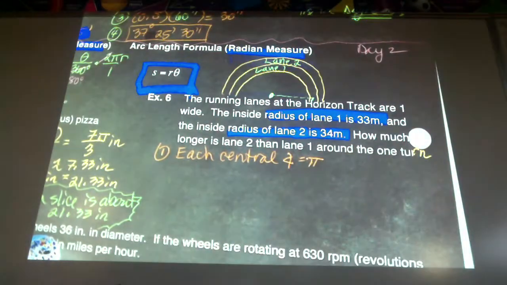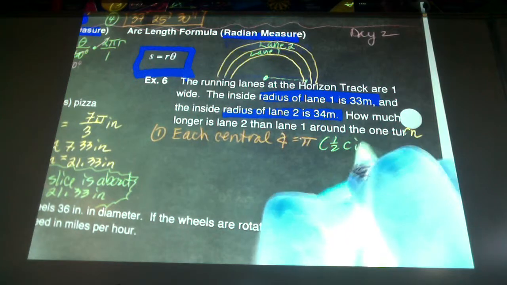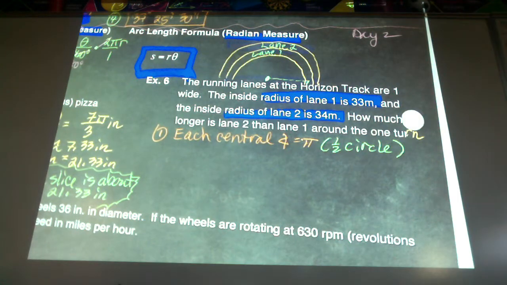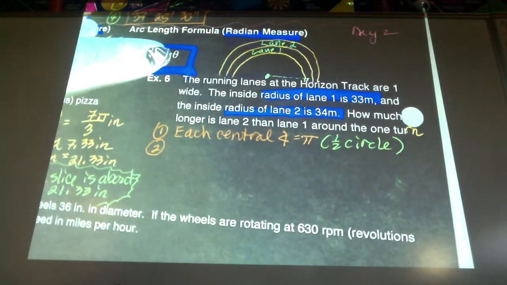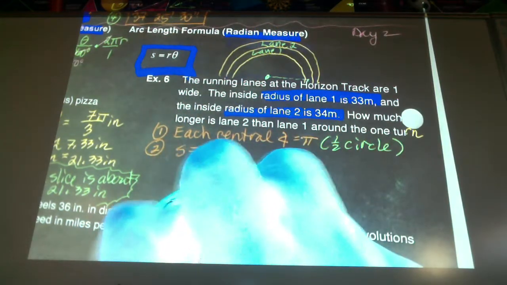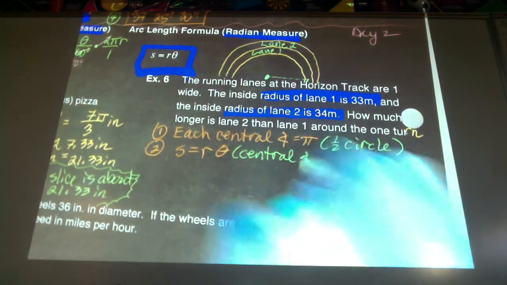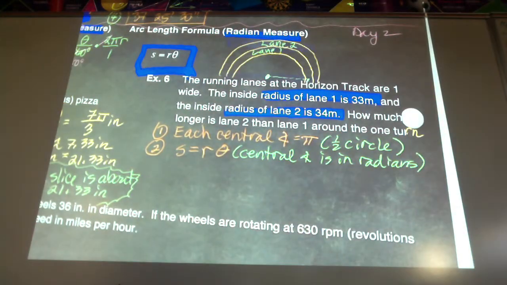It's imperative that you write down all the notes that I have up here, because you're going to go home and go, where did you get pi from? I can't remember where pi came from. So you might want to write in here that it's half a circle. Then step 2. So we now have our theta, and we have a radius, don't we? So we're going to use S equals R theta, and the reason for that is our central angle is in radians. If you use the 180 degrees, you'd have to use the other one.